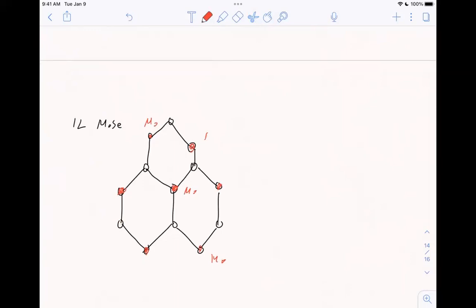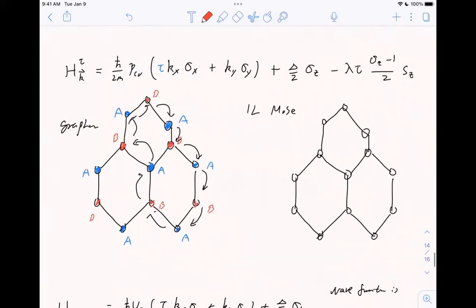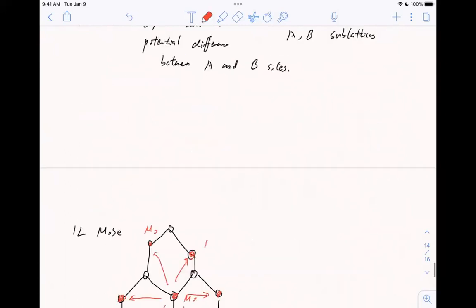So here the hopping is like this. If you use a tight-binding model, you are going to consider 6 nearest neighbors. These are the nearest neighbors of the Mo atom, and of course they're somewhat mediated through the S atom. But in this tight-binding model, there are only 3 nearest neighbors, A and B, only 3. And here you have 6.